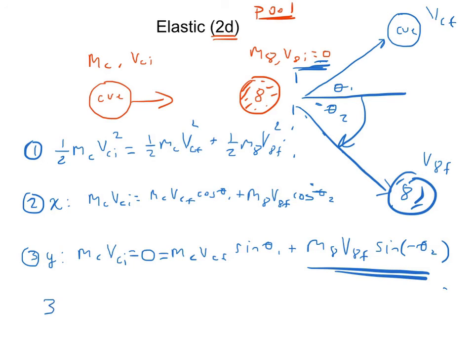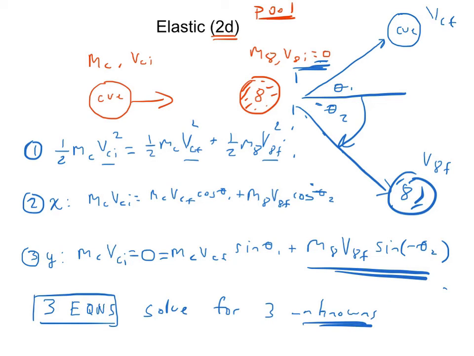And so now these are the three equations that we can have. How many unknowns do we have? Well, potential unknowns would be the initial velocity and the final velocities, and potentially their masses might be unknown. But using these three equations, we'd be able to solve for three unknowns. So here's an example of how we break things down when we're dealing with two dimensions: we need to deal with kinetic energy as a scalar, but in terms of momentum, we need to break it up into its respective components.